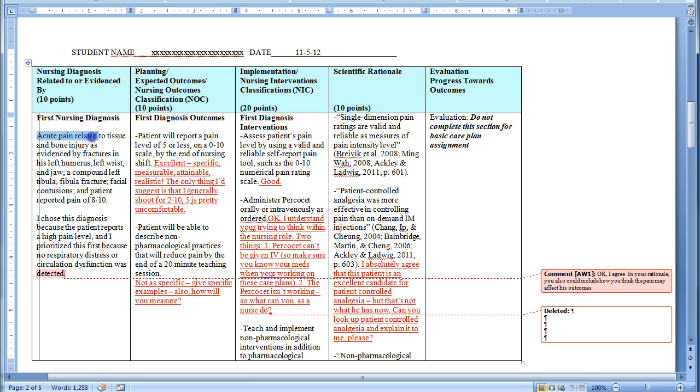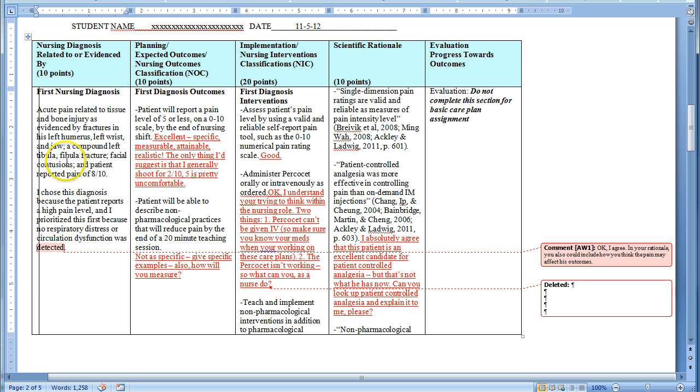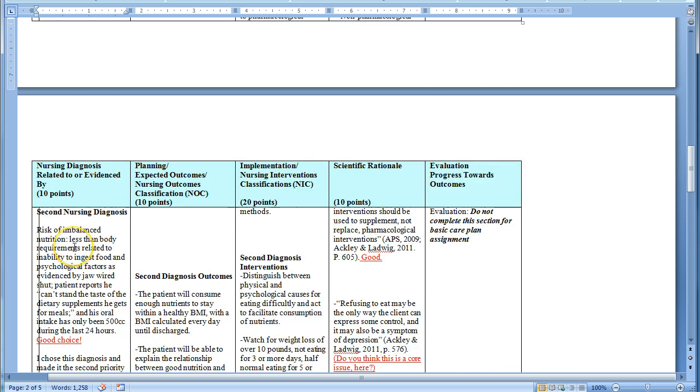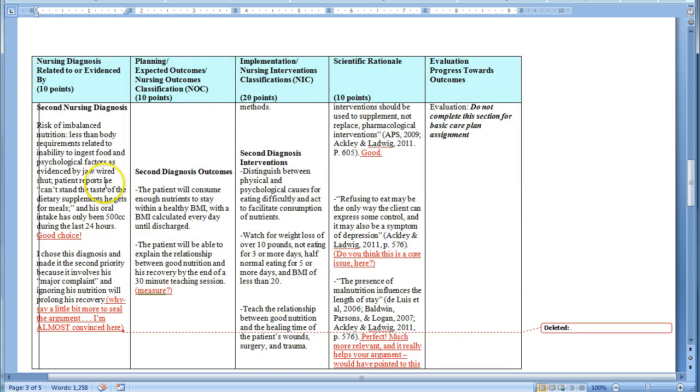Acute pain related to the tissue and bone injury, so we have the related to here. And we have as evidenced by, and then we have a very nice rationale explaining why the student chose this diagnosis and why it was a priority. Okay, and the second diagnosis also was a very good choice.